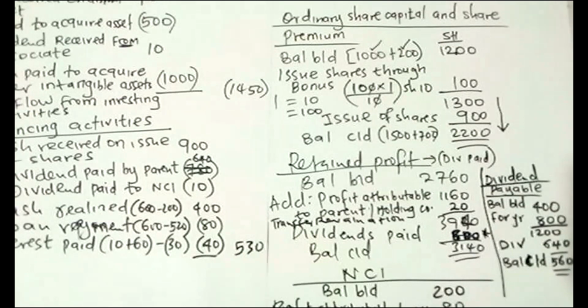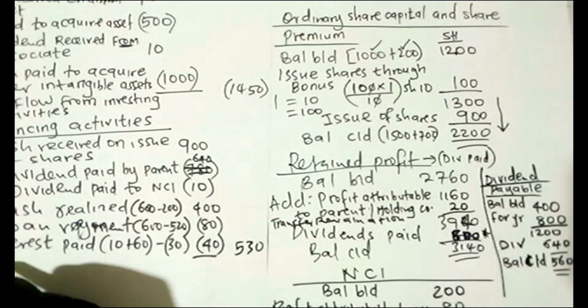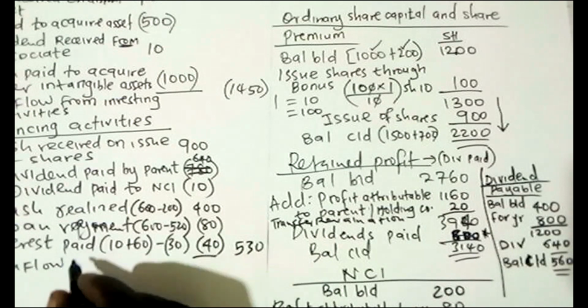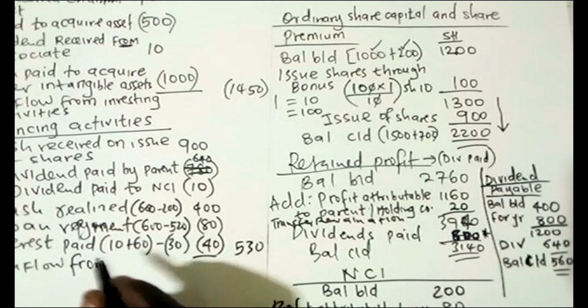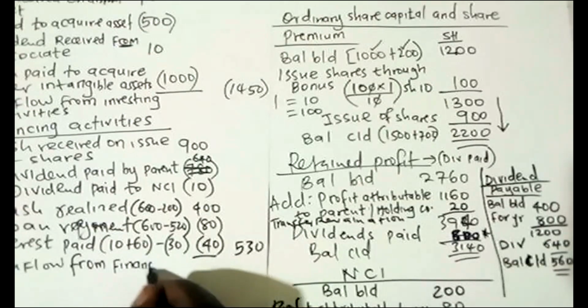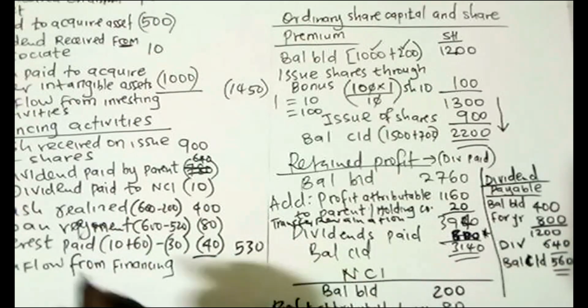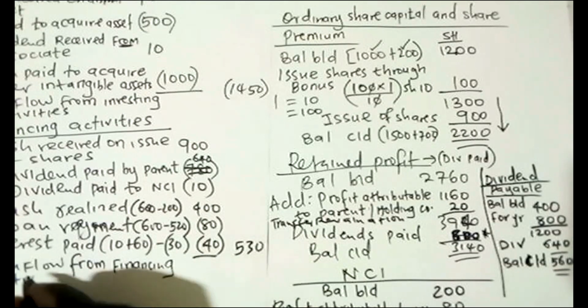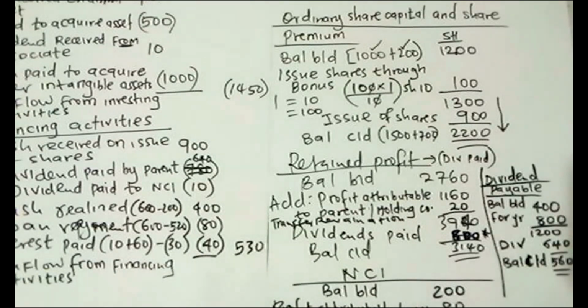So on the last column, that is okay. It's 530. So we have a cash flow from investing activities, and from financing activities.